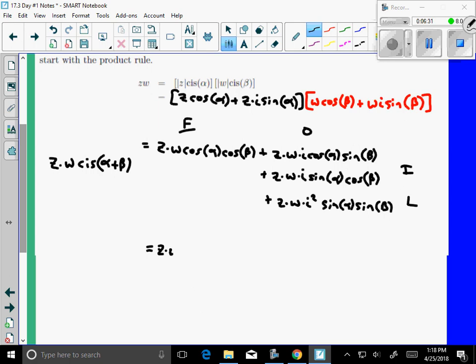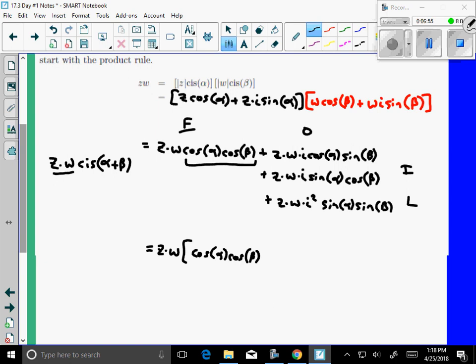ZW. Okay, so I'm going to pull all of those out, right? Oh, look at that. I have ZW. Now some of them have I's and some of them don't. So let's go with the ones that don't have I's. Where are they? Well, that'd be cosine alpha cosine beta.